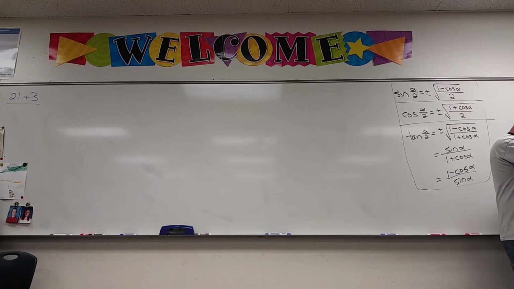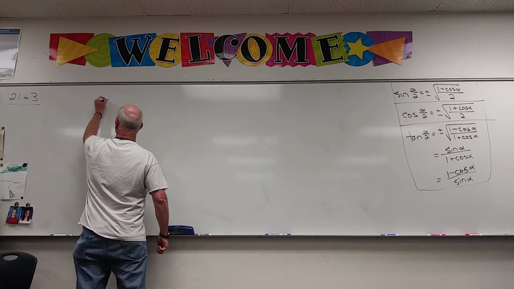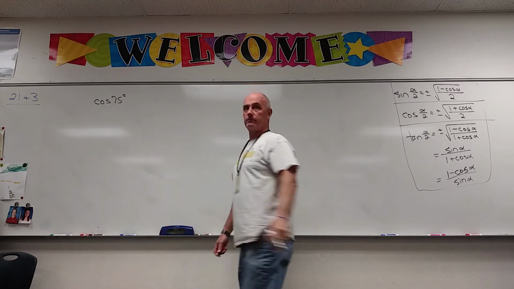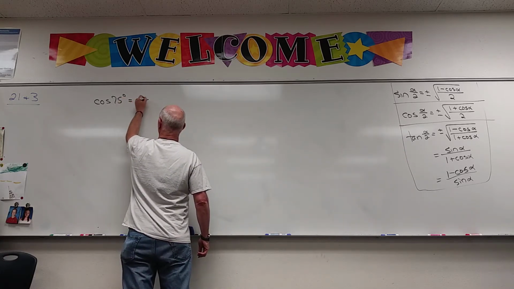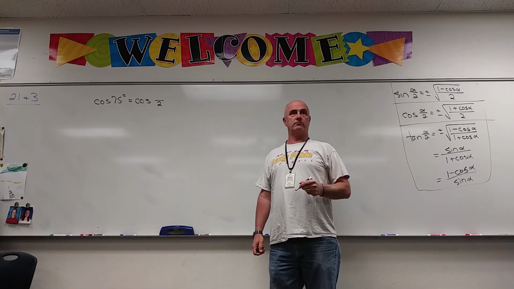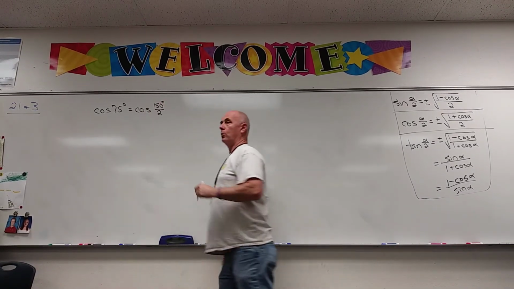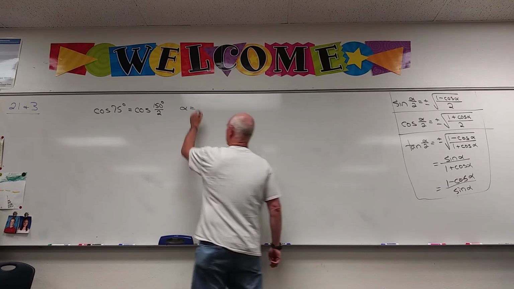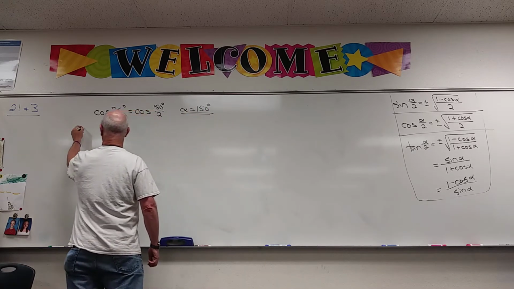Yay, got there. Cosine of 75. So after all that, it was just cosine of 75 degrees, right? Now they ask us to use the half angle formula. So we want to do that. Basically, we want to say that this is the cosine of something over 2. Fair? What's the something? 150 degrees. What is alpha? Alpha is 150 degrees. Keep that in mind.